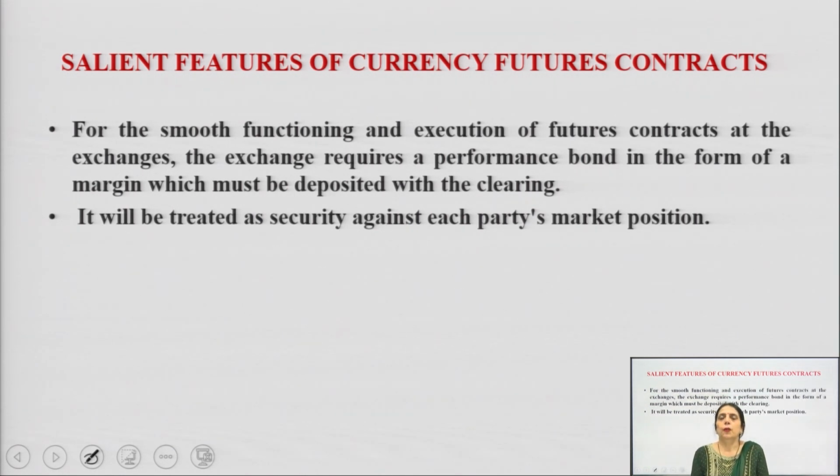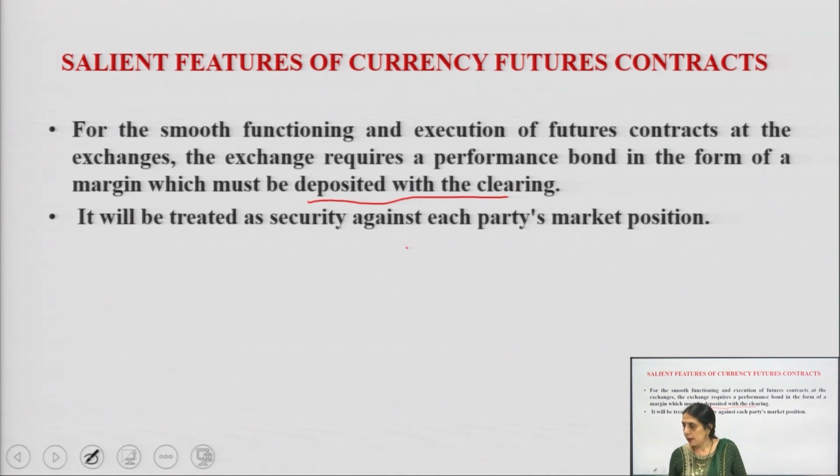As I have already told you, the clearing house plays a very important role in the currency future market. Whenever the importer or the exporter takes a certain position in the market, they have to deposit a certain amount with the clearing house, also known as a performance bond, in the form of margin. It is treated as security against each party's market position, and we can discuss one by one the different types of margins.